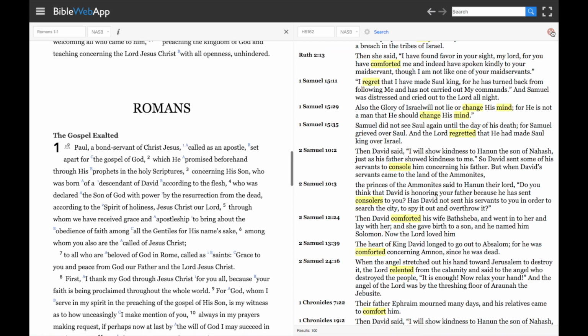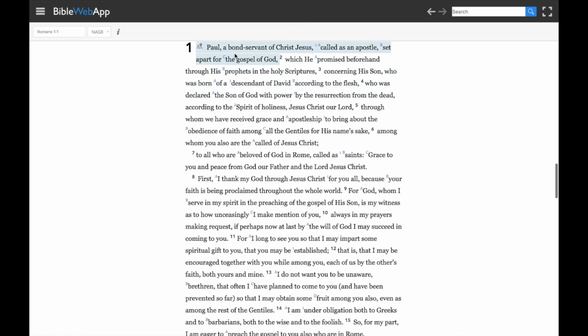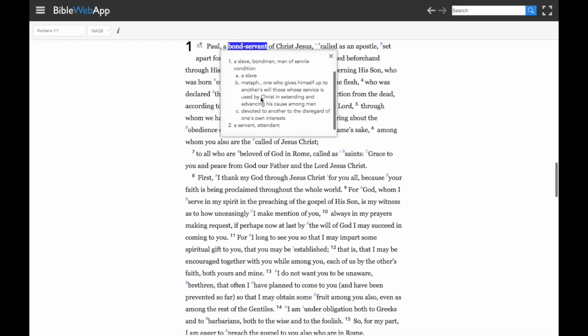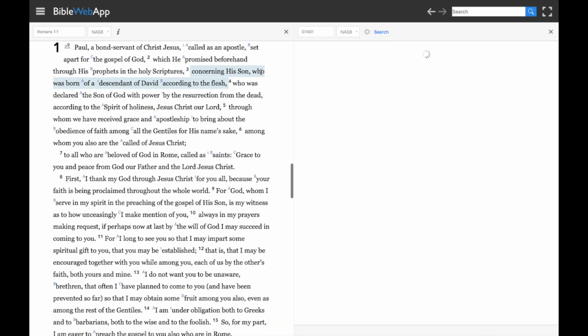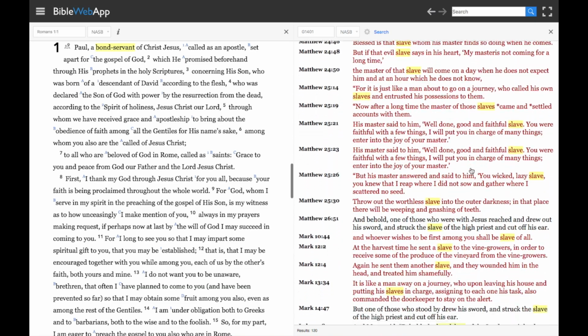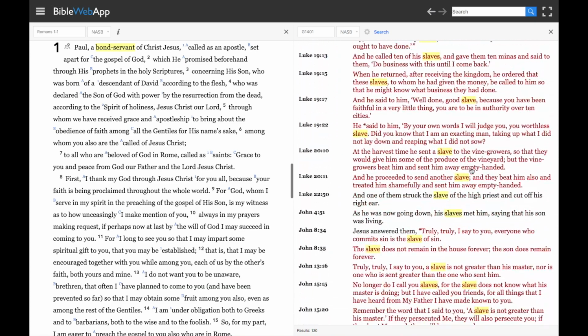I'm going to close out this search in Samuel, and say you're reading Romans chapter 1. You want to see what the word bondservant means. You're going to pick up doulos, and doulos is used 128 times in the New Testament, and it means slave, bondman, man of servile condition, slave, etc., etc. And you can click on this, pull up all of the usages of that word. This is really useful for getting an idea for how someone uses a word.